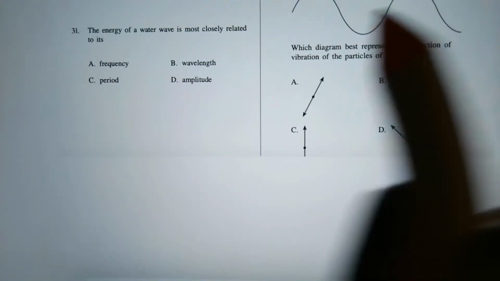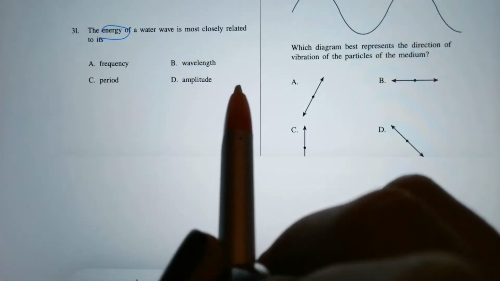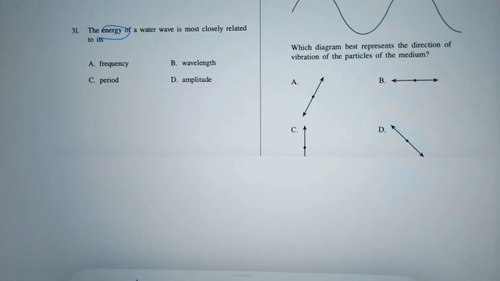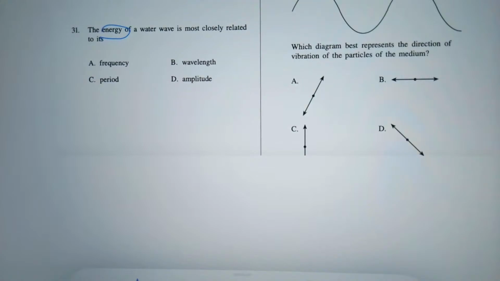31. The energy of a water wave is most closely related to its, so like a tsunami, right, is a very strong wave that comes and kind of smashes into a shoreline and destroys areas and property. Well, the reason why it has so much power is because of its amplitude, right? It's height. So as it gets closer and closer to the shoreline, the wave starts to get bigger and bigger and bigger. So its amplitude increases, right? So here, think of a tsunami.